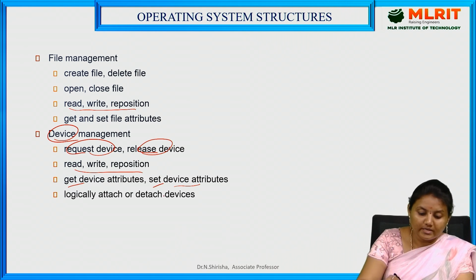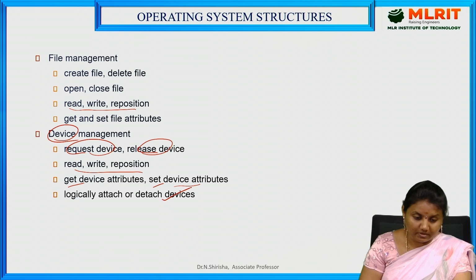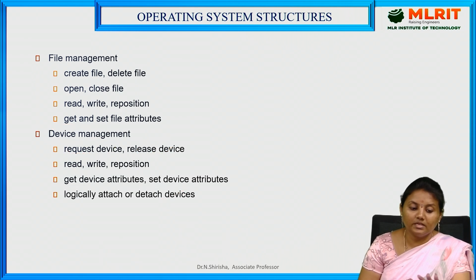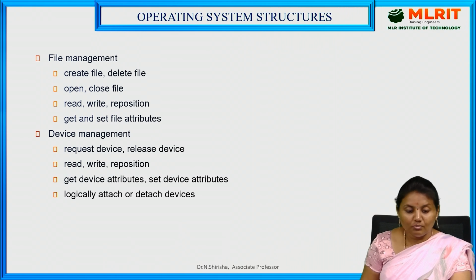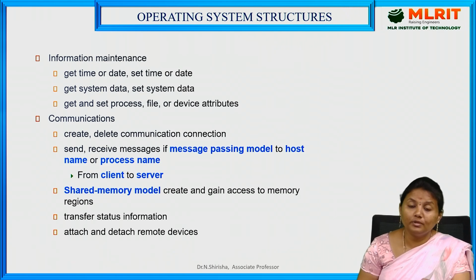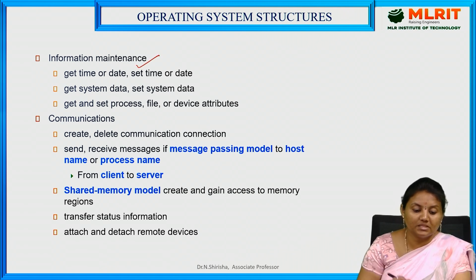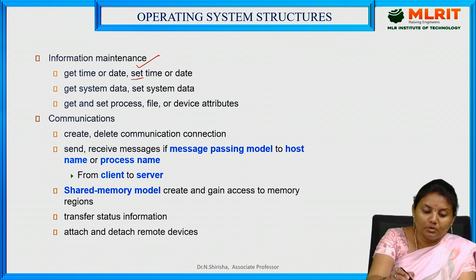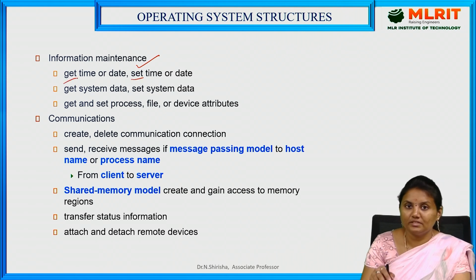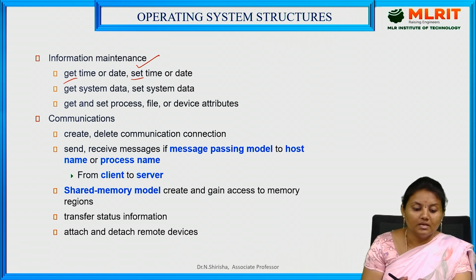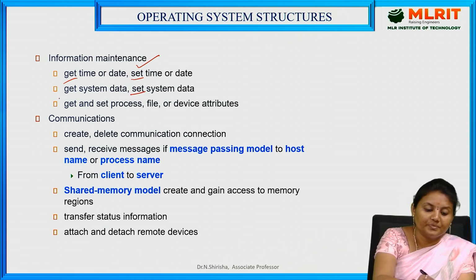So logically, attach a device, detach the device. So these are the 3 areas: process control, file management, and device management. Moving further, we also use system calls where information maintenance is needed. Information maintenance: get time or date, set time or date, where the system time should be synchronized. Get system data, set system data. And get and set process, file, and device attributes.